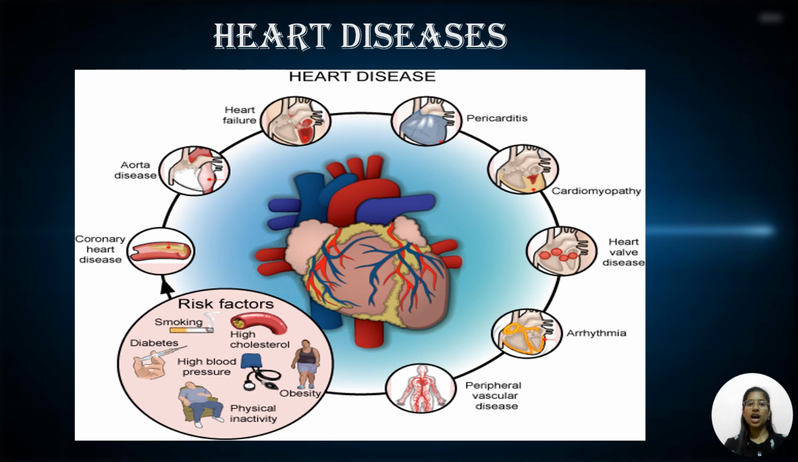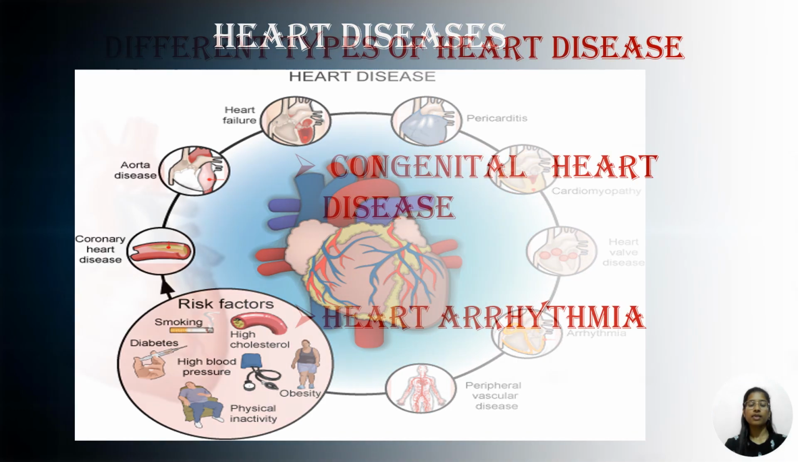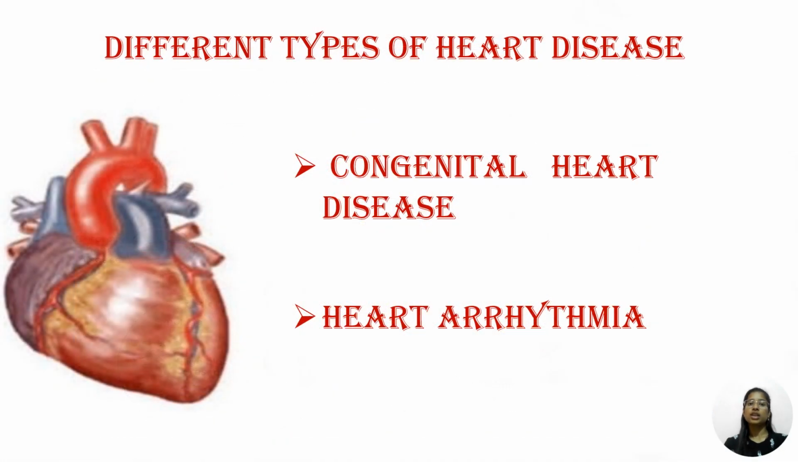So these are the heart diseases which are caused by risk factors like smoking, diabetes, high blood pressure, high cholesterol, and physical inactivity. The different types of heart diseases we are going to discuss in this section are congenital heart disease and heart arrhythmia.